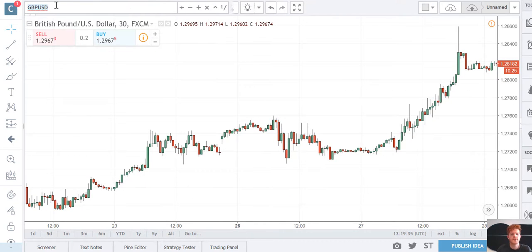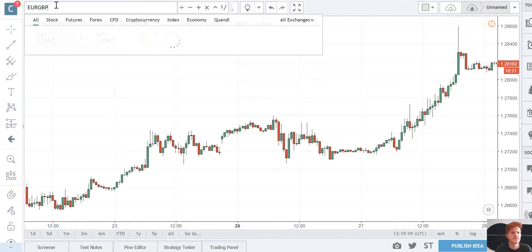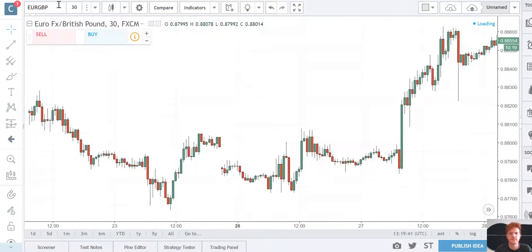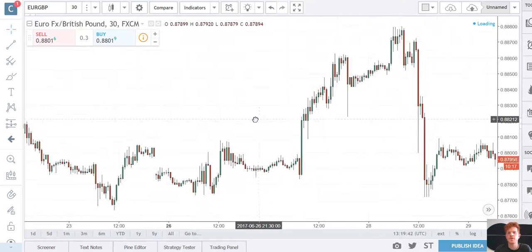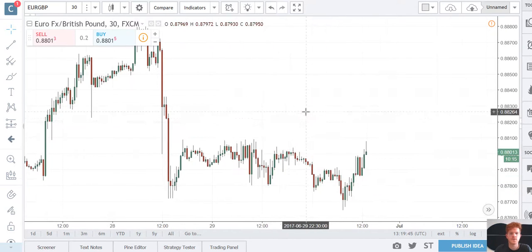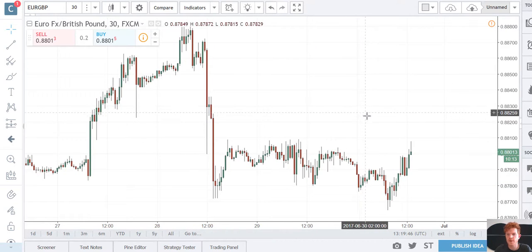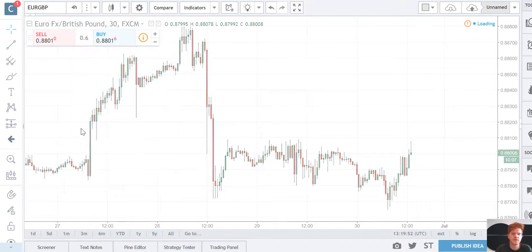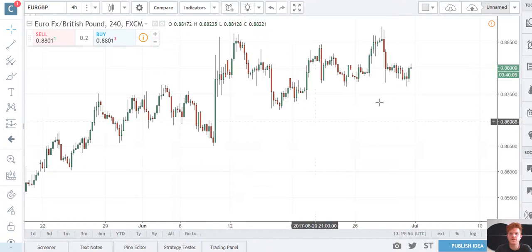Right, let's go and have a look at a different market, say Euro Sterling. We're on a 30-minute chart at the moment, guys. We can change this if we want. So let's change it to a 4-hour chart. Now each one of these candles represents 4 hours. So let's have a look.